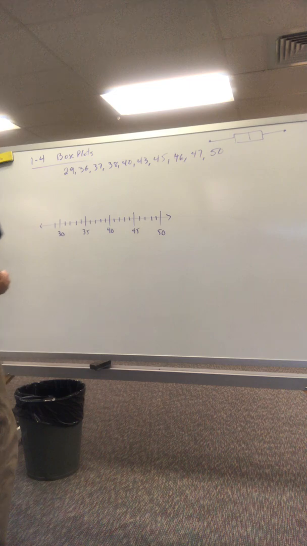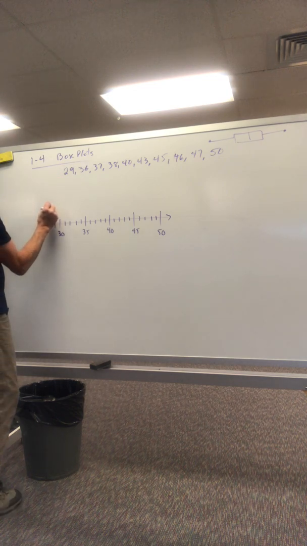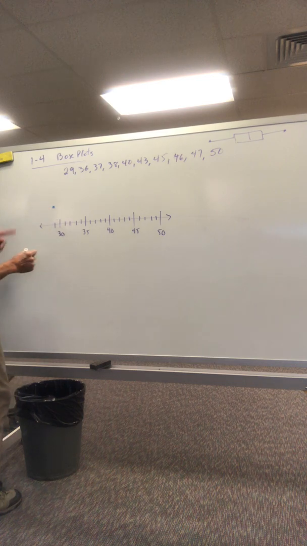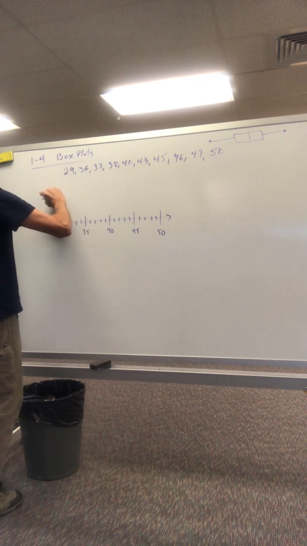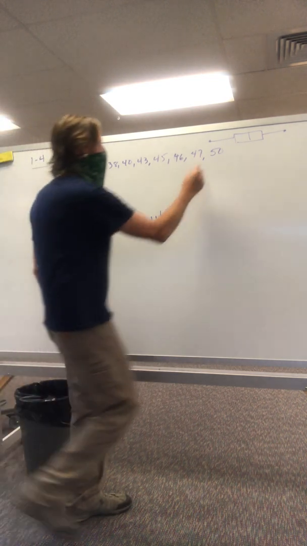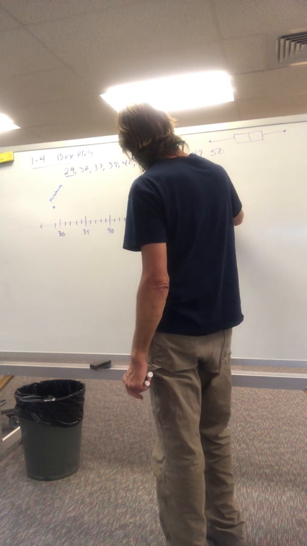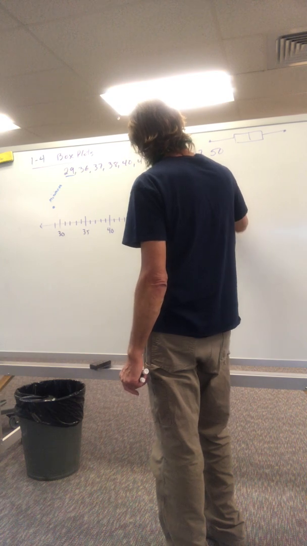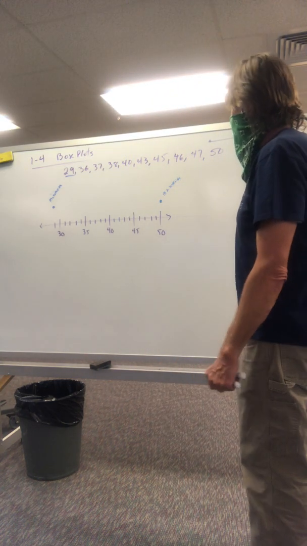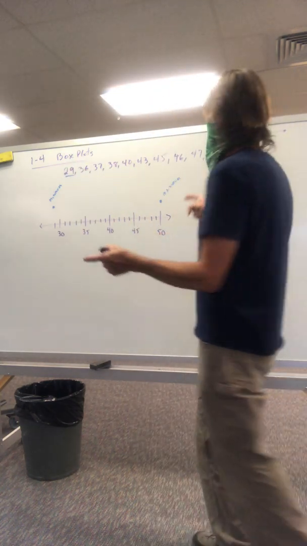So let's come in and make a blue box plot. And the way we should do this, I think the easiest thing to do is start with the smallest value and put a dot there. That is said to be the minimum. Then we'll go to the largest value, we'll put a dot out here, which is said to be the maximum. And then if we cross them off, I'd like to go to the median. I think that that's the easiest.